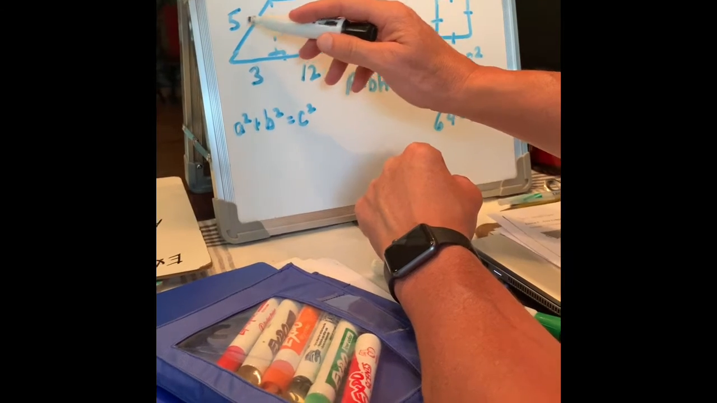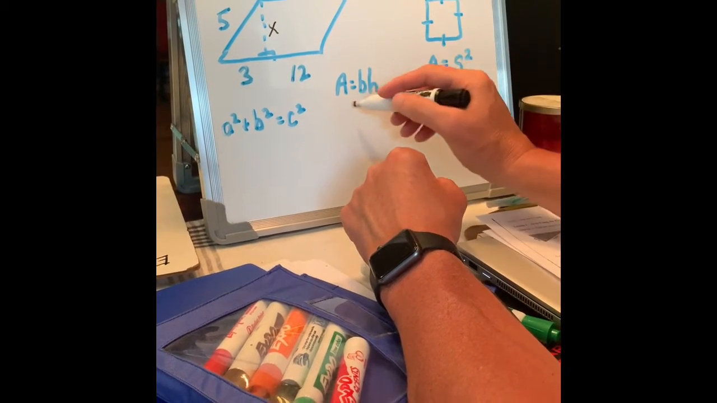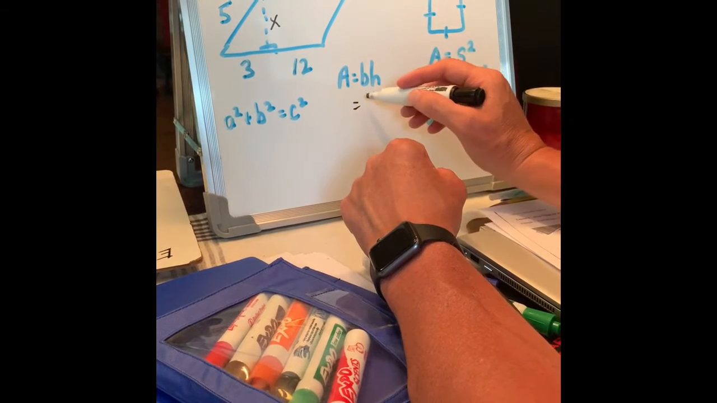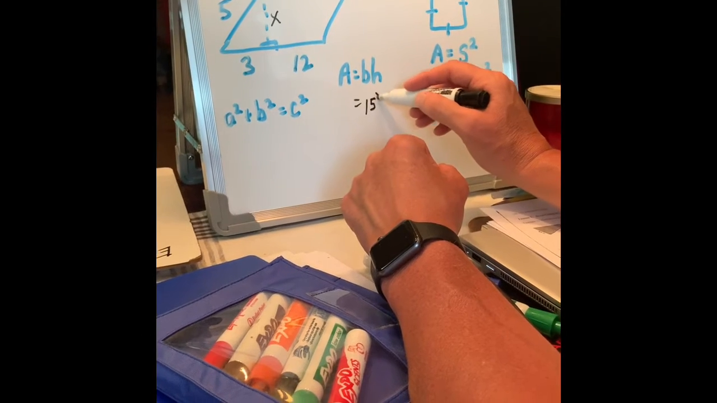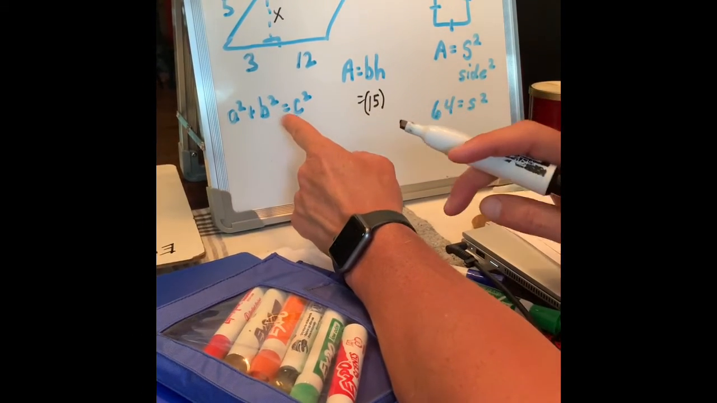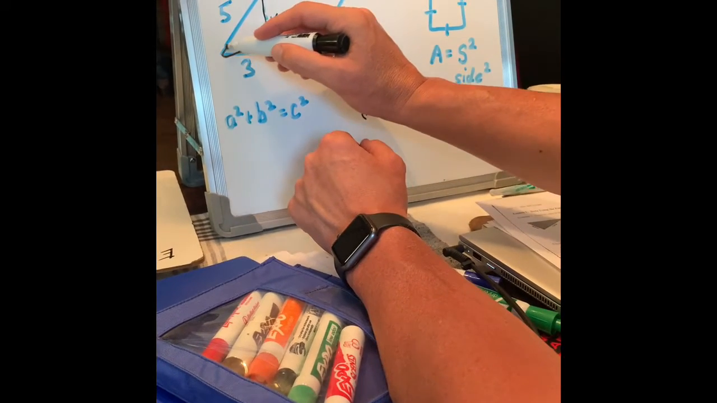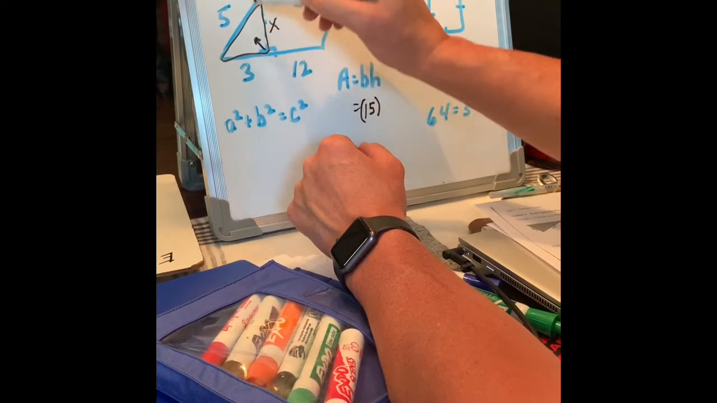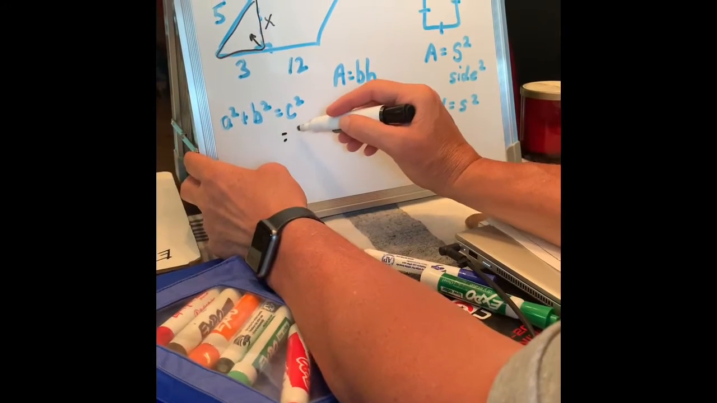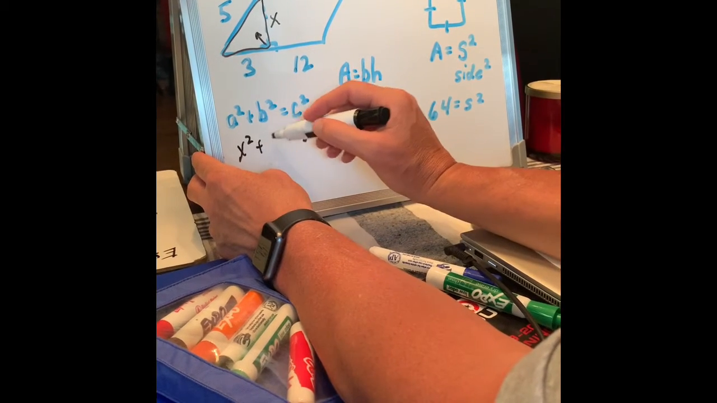That is not your height. The height is here. So I know area equals base times height. I know my base is going to be 3 plus 12 is 15, but I need to find out what our height is. So I use my old friend Pythagorean theorem. Why? Because I have a right triangle right here. There's my hypotenuse, so that's going underneath the C. We don't know what the x is.